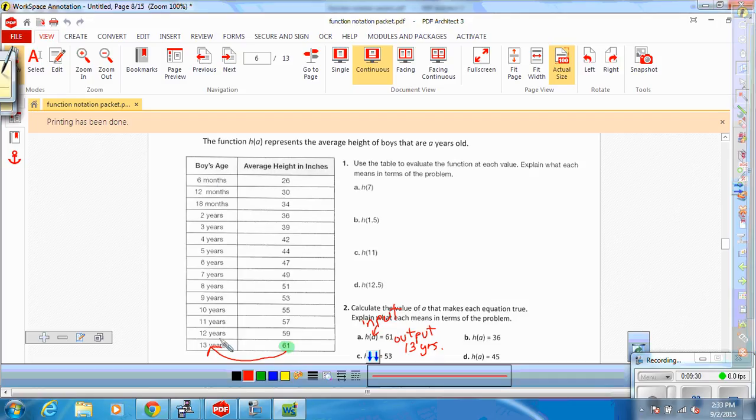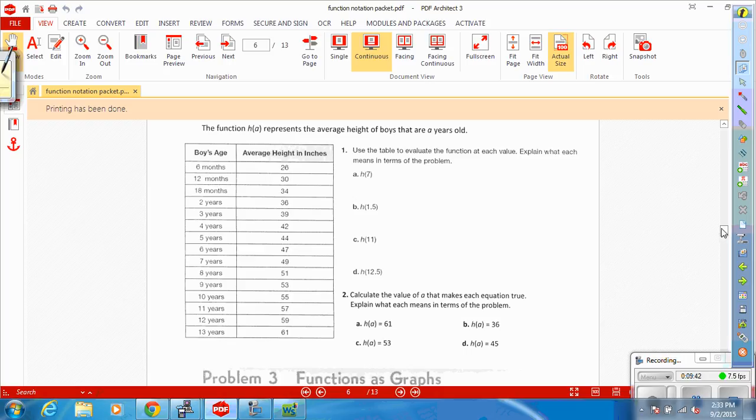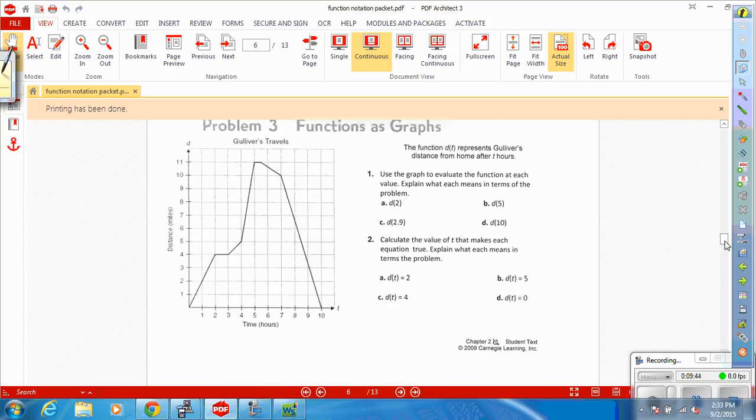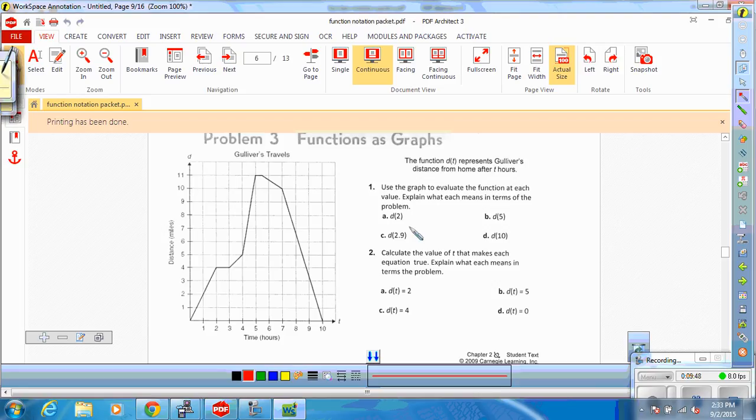So we have our age and we have our height, and so this notation represents the output. That is the output. We're looking for the input. This works in one of the other ways. What if they gave us a graph? Because we said a graph is just a set of points. It's a relation. So again, this is my time, and this is my distance, and so this is d of t. All right, this graph is representing the function d of t.